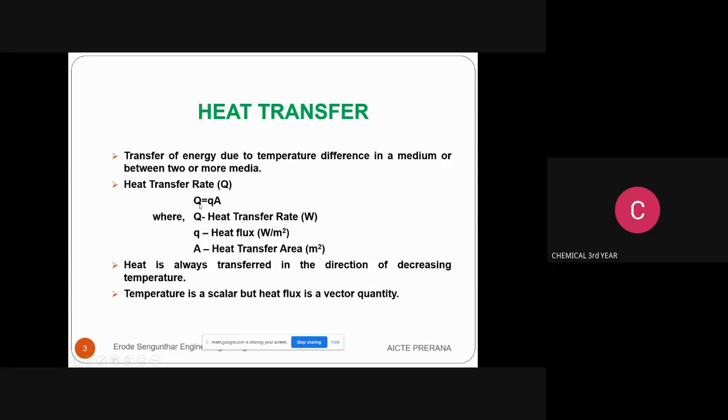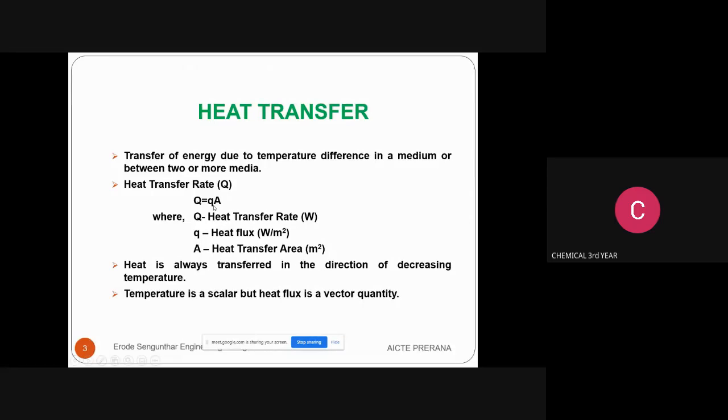And here the capital Q can be written in the form of small q into A, because capital Q is nothing but heat divided by time, right? So this time can be modified with the q into A, because q is heat flux. Flux means what? The quantity passing per unit time per unit area, right? So here also heat flux is how much heat is passing per unit time per unit area. So q is nothing but capital Q divided by t into A.